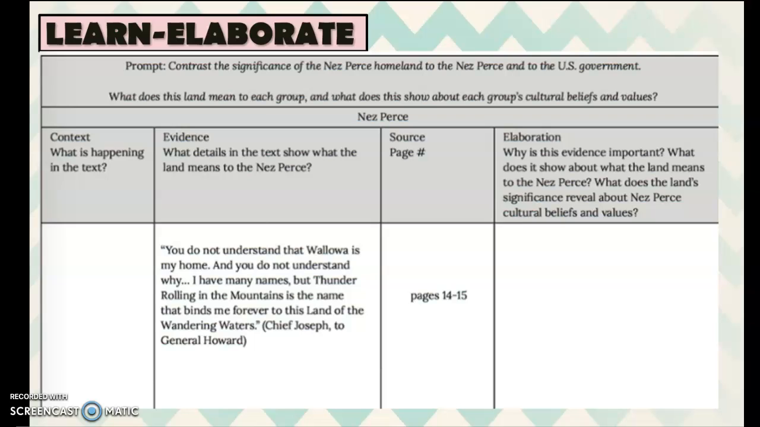I wonder what he means by two tongues. I think that might be figurative language. That means maybe he's lying.